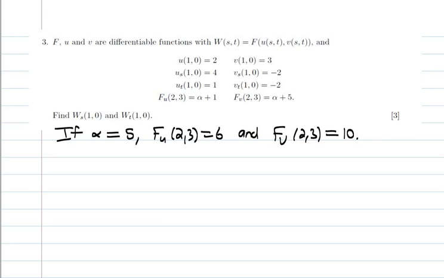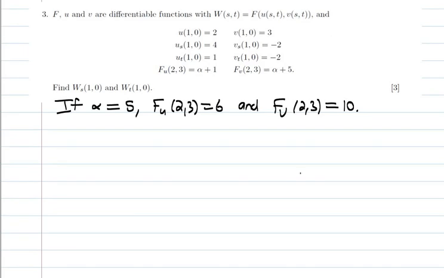So very important, when you get these kind of questions, step 1, draw a tree diagram. Before you do anything else, you've got to draw a tree diagram. Otherwise, you're going to lose yourself in the sea of variables. So let's start off with f of u, v, that is w. So f is the main guy.